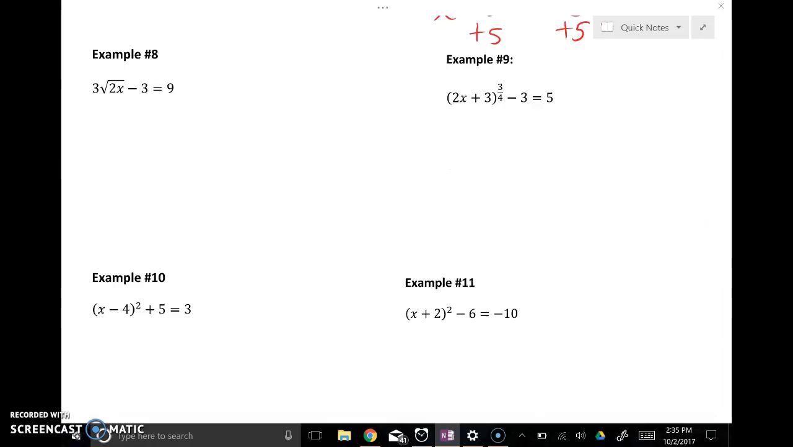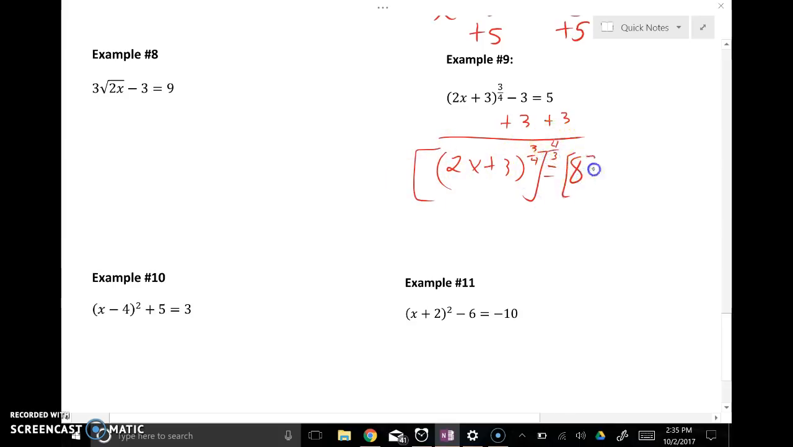In an example like number 9, I know that the 3/4 grabs a lot of my attention, but I need to isolate it before I start worrying about the 3/4. So I add 3 to both sides just to isolate that set of parentheses. Now I've got 2x plus 3 all to the 3/4 power is equal to 8. Now, in order to get rid of this, I want to raise everything to the 4/3 power, as that is the reciprocal of 3/4. Those cancel.